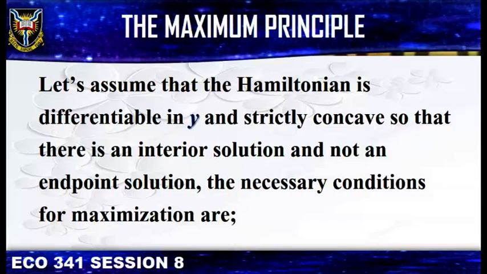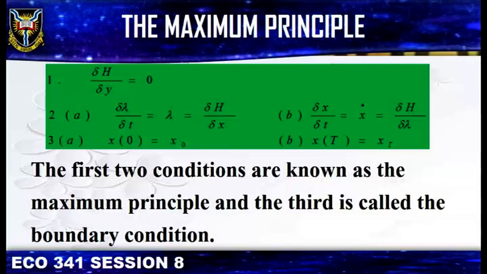The necessary conditions for maximization are: 1. dH over dy equals 0. 2a. d lambda over dt, or lambda-dot, equals minus dH over dx. 2b. dx over dt, or x-dot, equals dH over d lambda. 3a. x(0) equals x naught. 3b. x(T) equals x T. The first two conditions are known as the maximum principle, and the third is called the boundary condition.